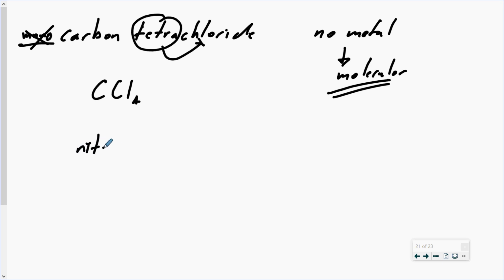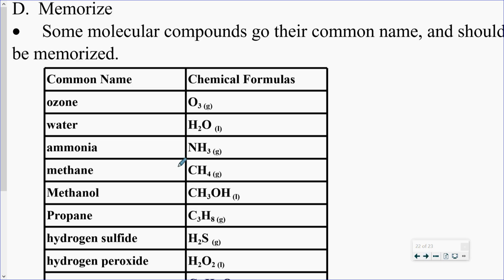Let's just do one more. Let's do nitrogen dioxide. Nitrogen dioxide is a gas. Nitrogen, write that symbol first. Oxide for oxygen. There is 1 nitrogen. We don't need to write it. Di means 2. There are 2 oxygen. This one here is a gas. That's about it for naming and writing the formulas for molecular compounds.